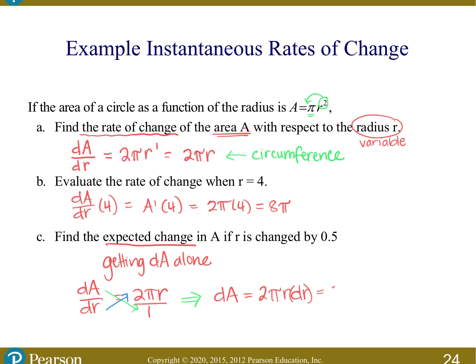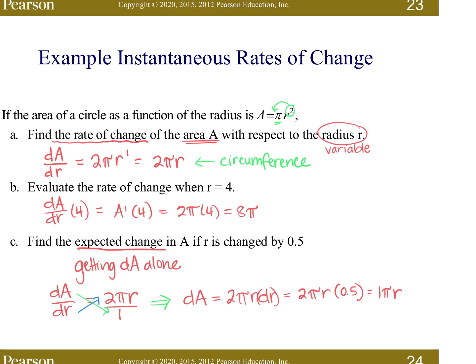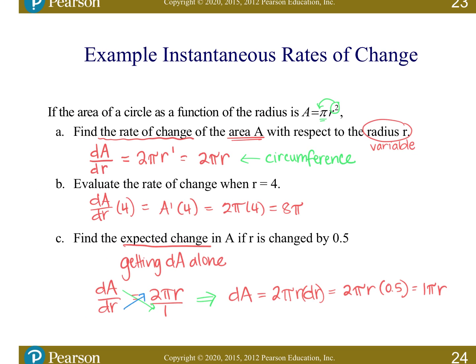And so the changed by 0.5 is the delta r, or the dr. So that goes in here. So we have 2 pi times r times 0.5, which simplifies to be 1 pi r. So the change in r, just keep watching that. R isn't 0.5, r is changed by 0.5, and so that's a delta r. So dr is actually equal to 0.5.